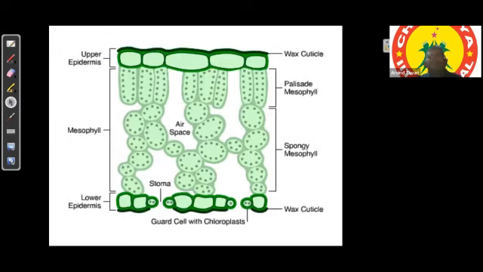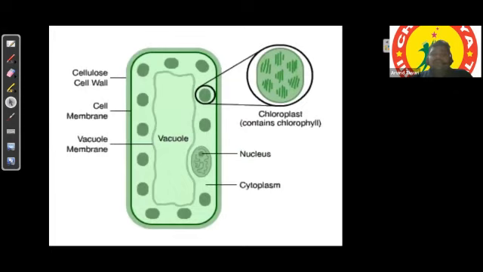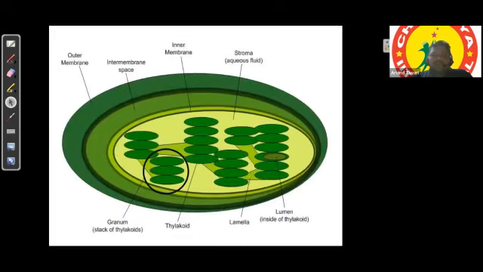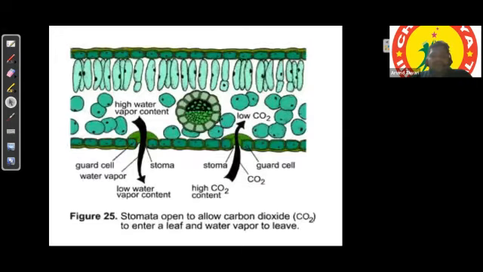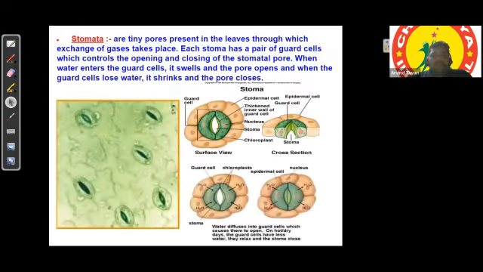So this one is the diagram which you should remember. This diagram is known as the section of a leaf. This is the TS of a leaf. This is cell, chloroplast, stomata opening and closing. So anyone has any doubt regarding the diagram of the stomata opening and closing?